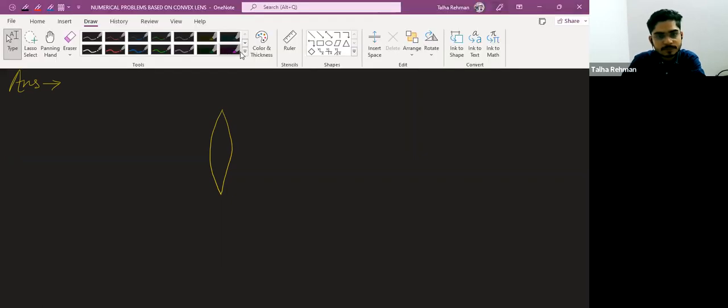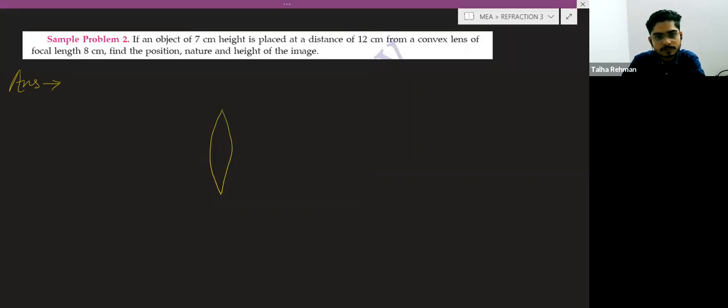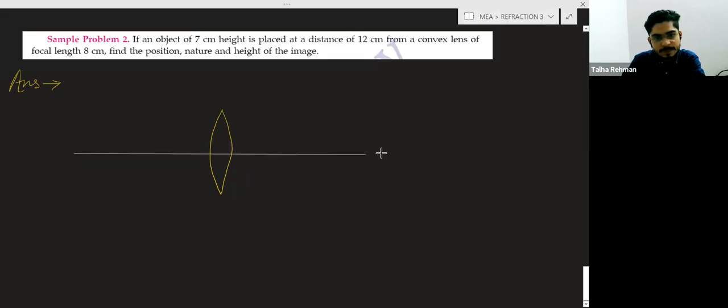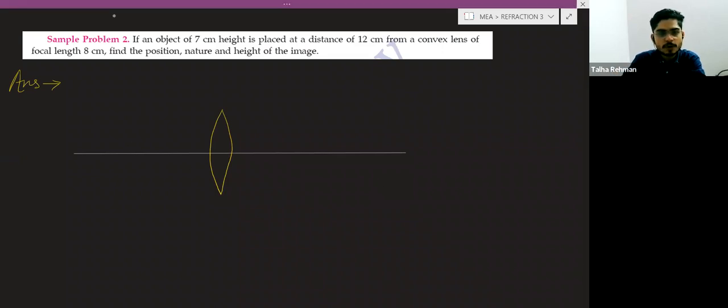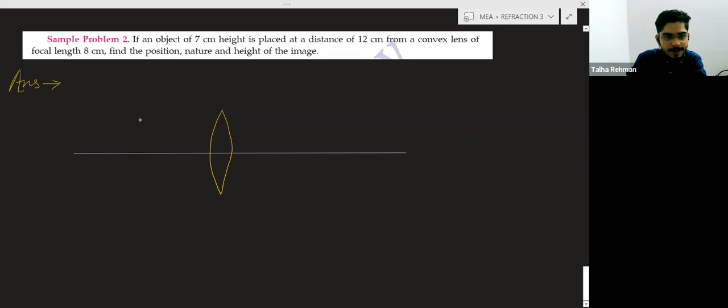and principal axis, and here somewhere the object is placed. This is your object, placed here. This is your lens, convex lens. And they are saying the height of this object is 7 centimeter. So the height of the object is 7 centimeter.